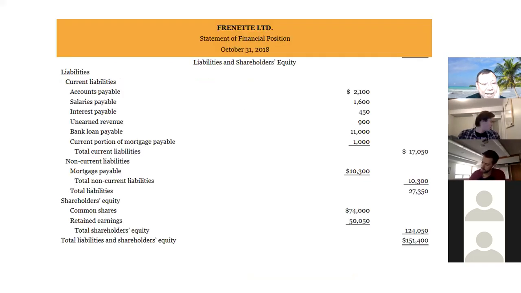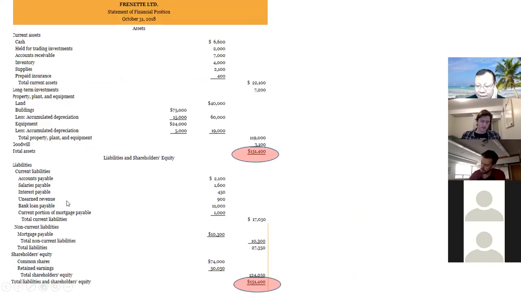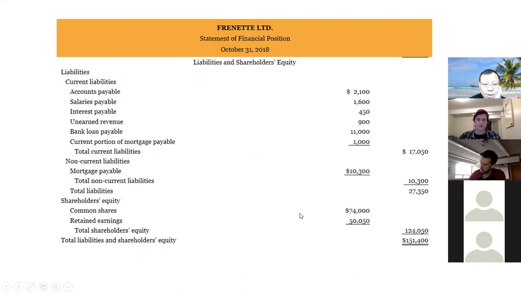Okay, so here the share equities. Share equities has two components: common shares 74,000, and retained earnings 50,050. Total shareholder equity is the sum of the two numbers, 124,050.